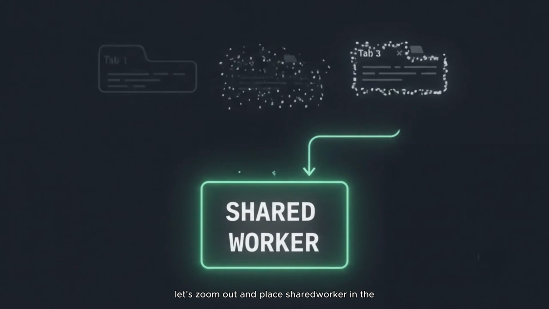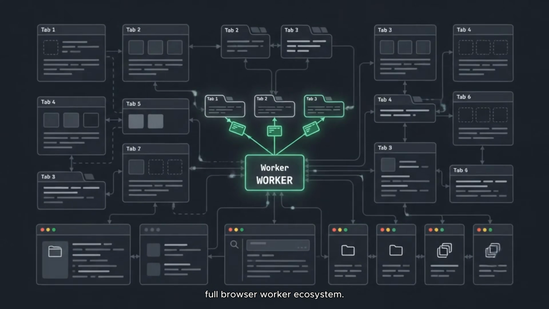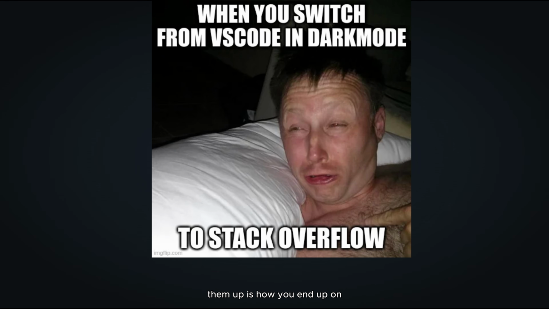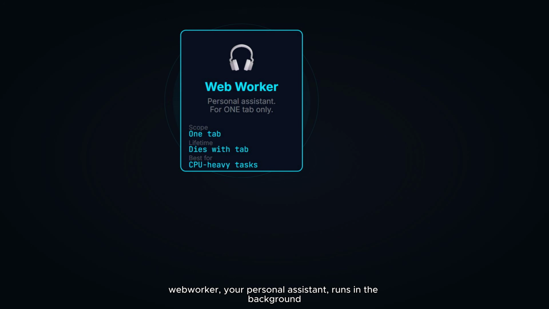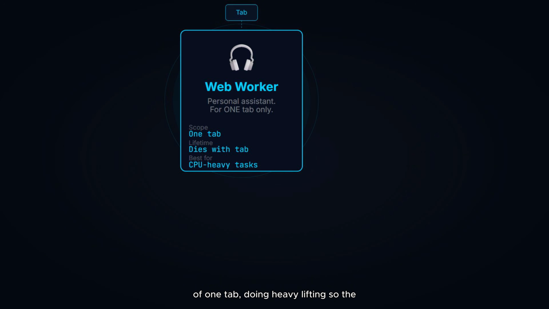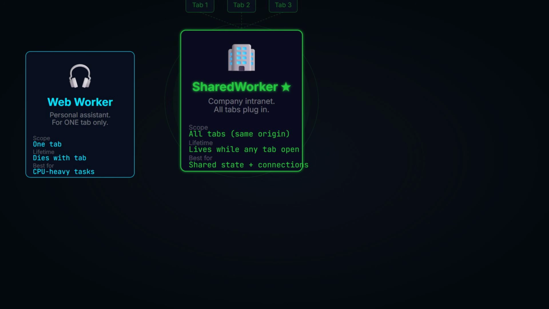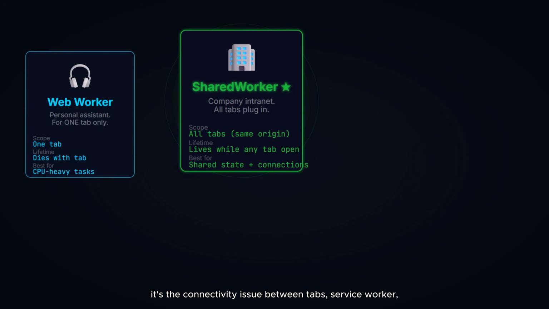Let's zoom out and place SharedWorker in the full browser worker ecosystem, because these three APIs confuse everyone, and mixing them up is how you end up on Stack Overflow at midnight. WebWorker, your personal assistant, runs in the background of one tab, doing heavy lifting so the main thread doesn't stutter. The tab dies, the worker dies. SharedWorker, the company intranet. Every tab can plug in, exchange data, and live. It's the connective tissue between tabs.